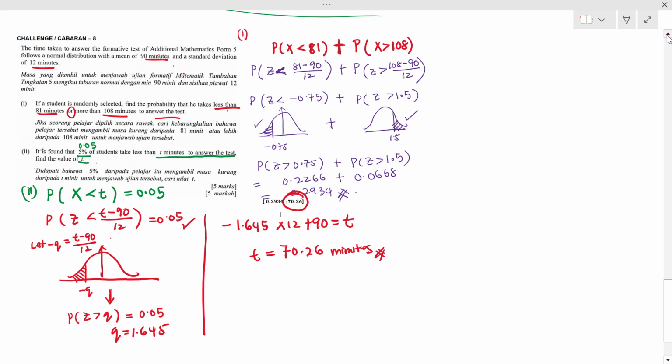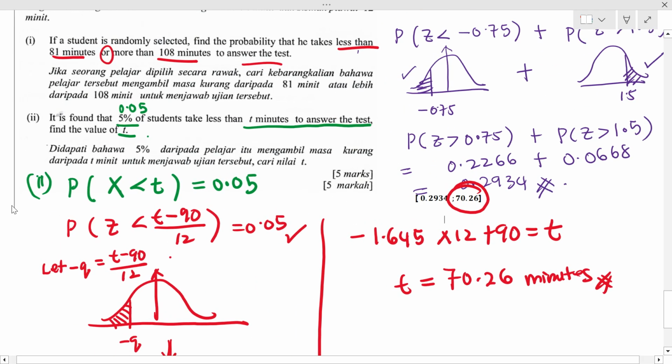Have you finished, guys? If you have finished, say done sir. Done, sir. Okay, done 1. Done, sir. Done 2. Done, sir. Done 3. Okay, go for challenge number 9.